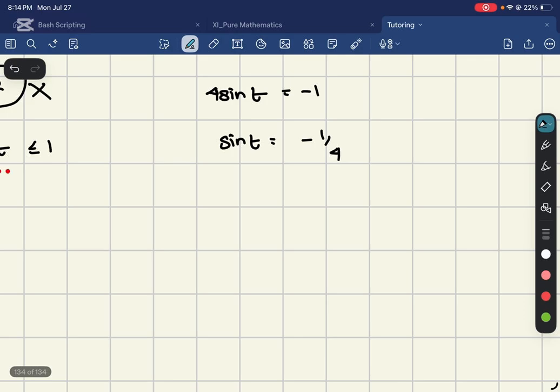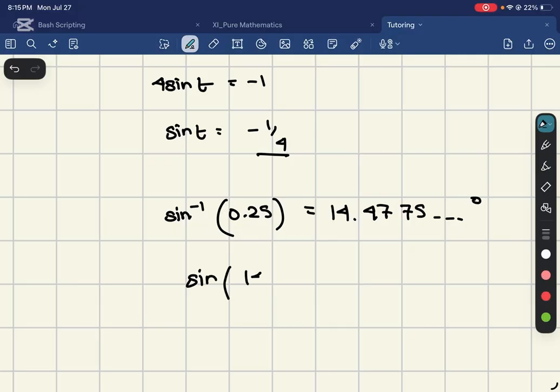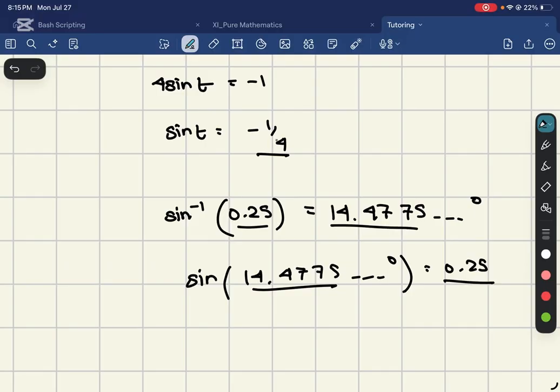And we're solving for 0 to 360, right? So if you just do sine inverse of positive 1 by 4, which is 0.25, you can just take sine inverse of the positive value, which is 14.4775... degrees. So I know that sine of 14.4775... degrees gives me positive 0.25, right? Sine of this angle gives me this value. But this is an acute angle. It gives me the value that I need, but I need the value to be negative.